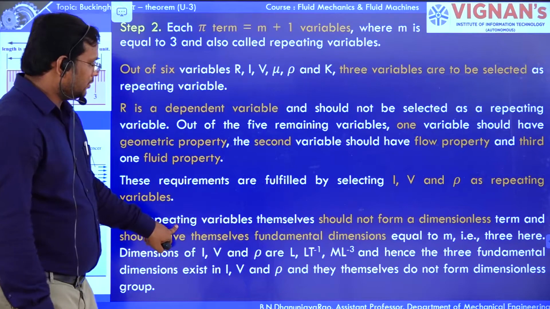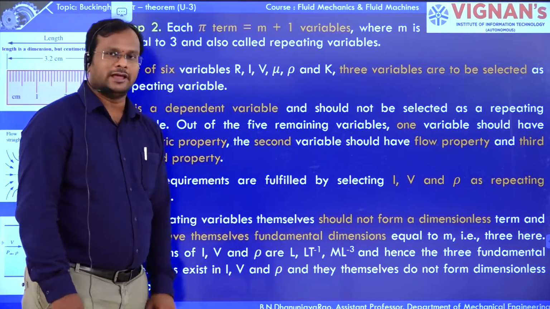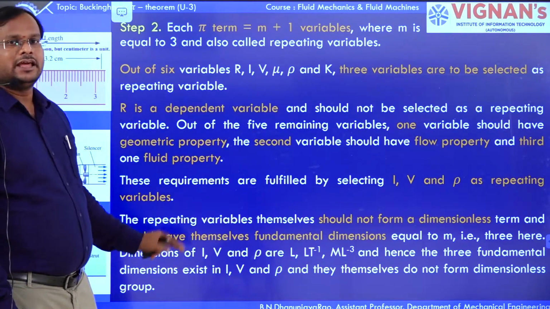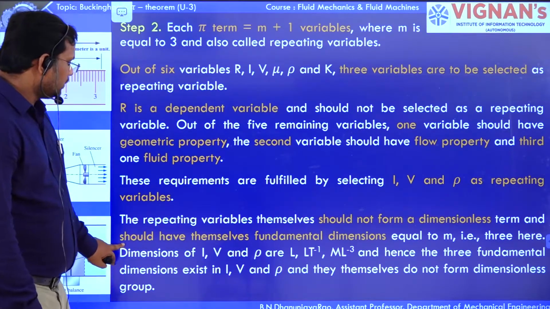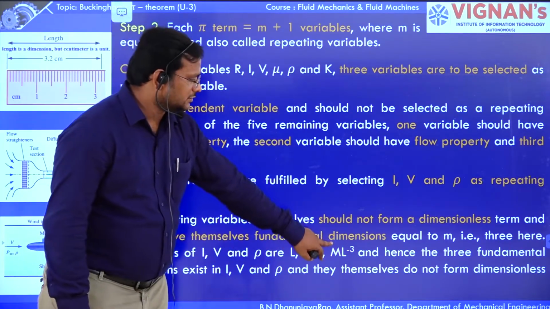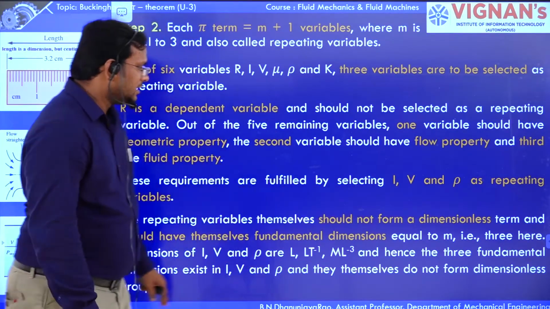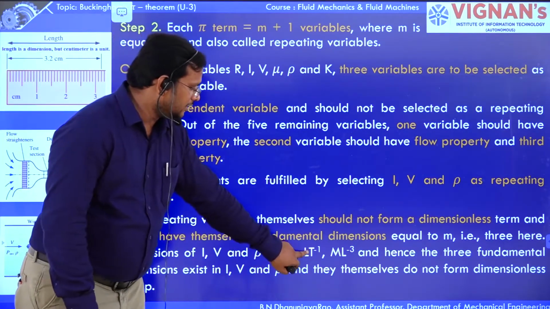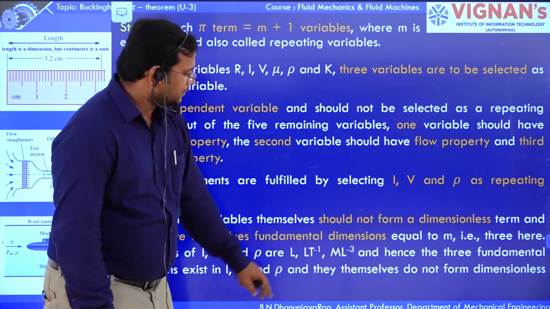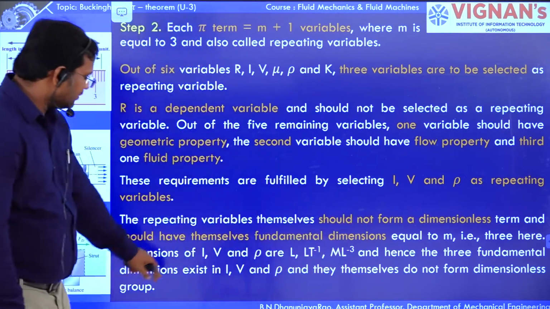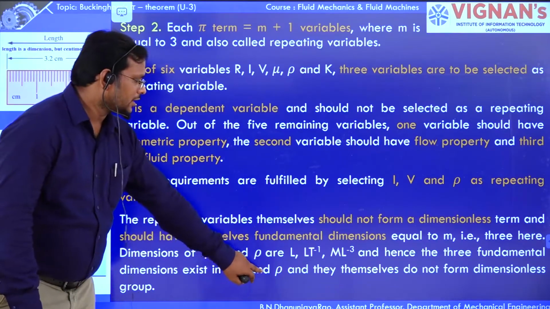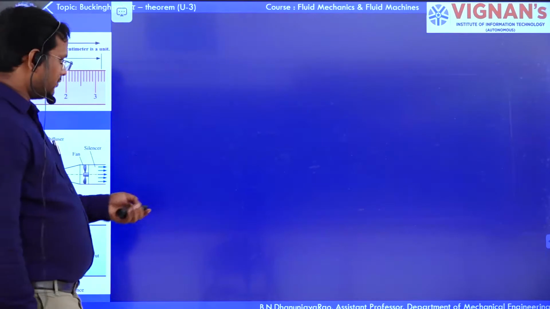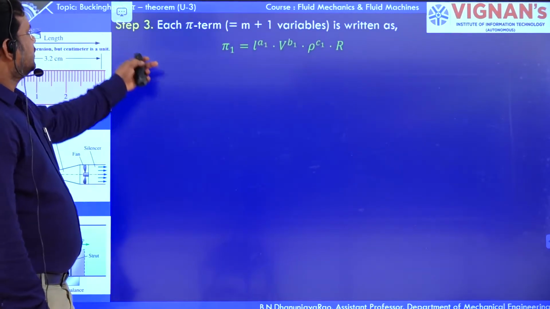The repeating variables themselves should not form a dimensionless number. It is one of the points to remember when selecting repeating variables. They should together have fundamental dimensions equal to m, that is 3 here. The dimensions of L, V, rho are L, L T inverse, and M L power minus 3. Hence the 3 fundamental dimensions exist in L, V, rho, and the problem is going to be continued with these 3 repeating variables.